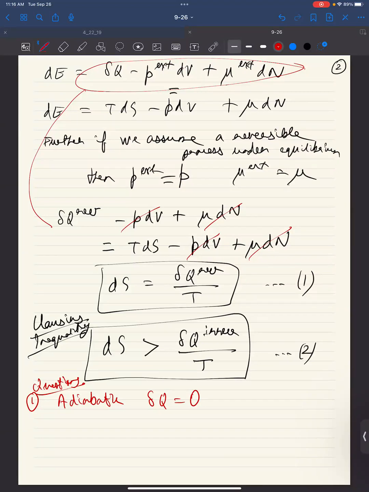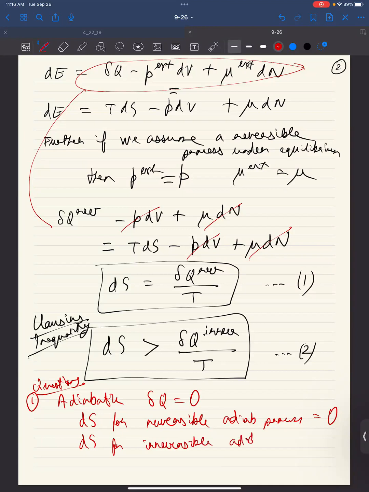What is dS for a reversible adiabatic process? Zero, using equation 1, right? Because it's delta Q reversible. What is dS for an irreversible adiabatic process? Huh? Who said 0? Are you sure? Am I wrong? Yeah. No, that's why I'm doing it. It's trippy. It's confusing. I said irreversible. So even though it's adiabatic, now I have to use equation 2. I cannot use equation 1.